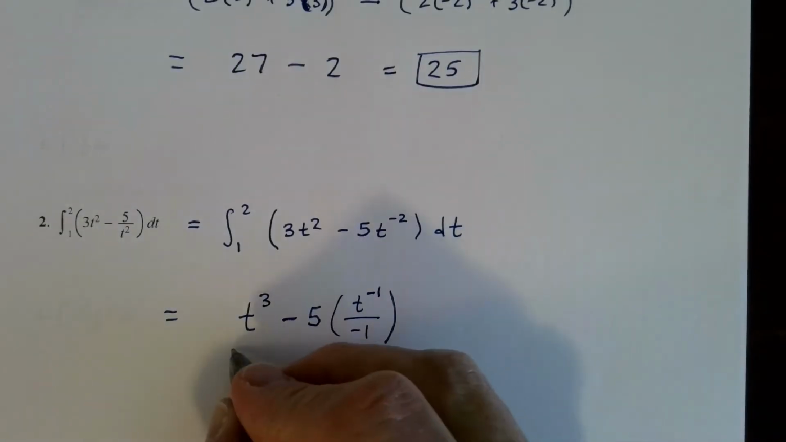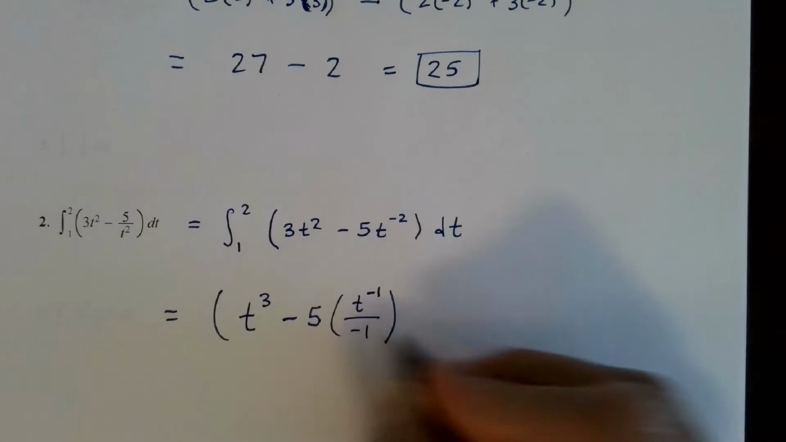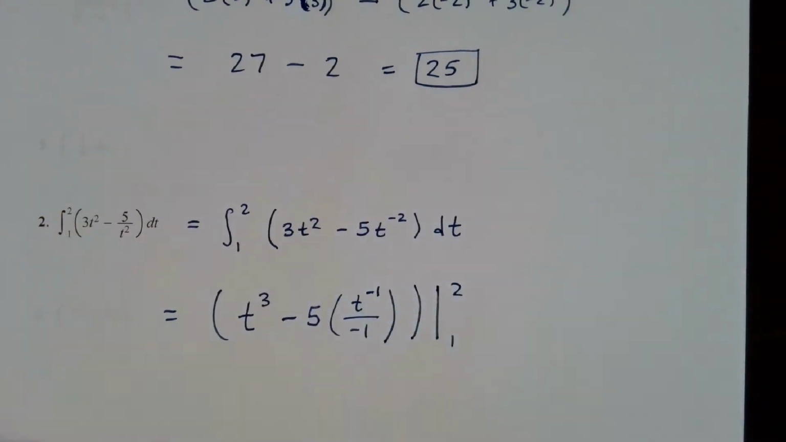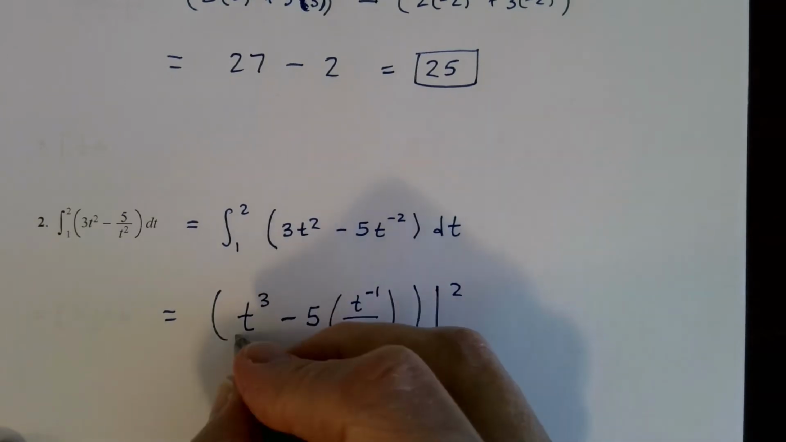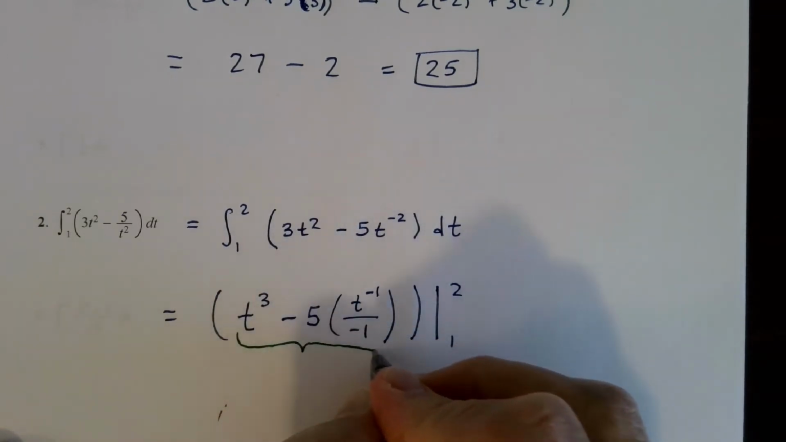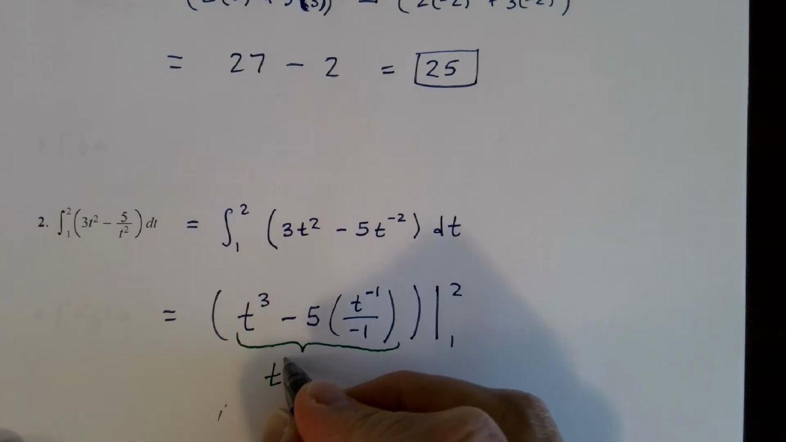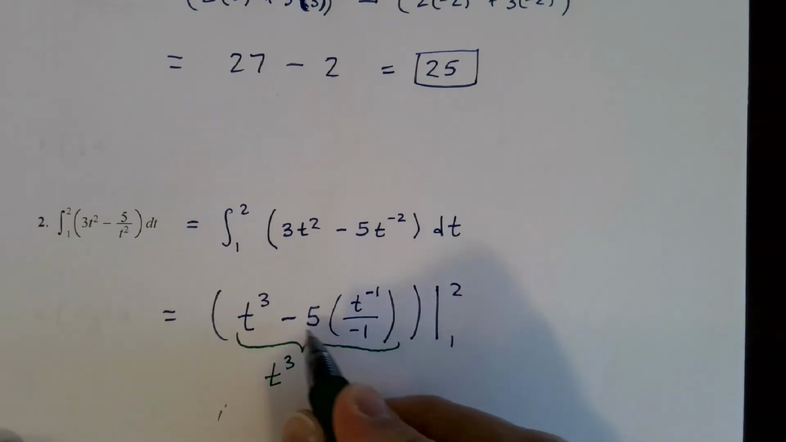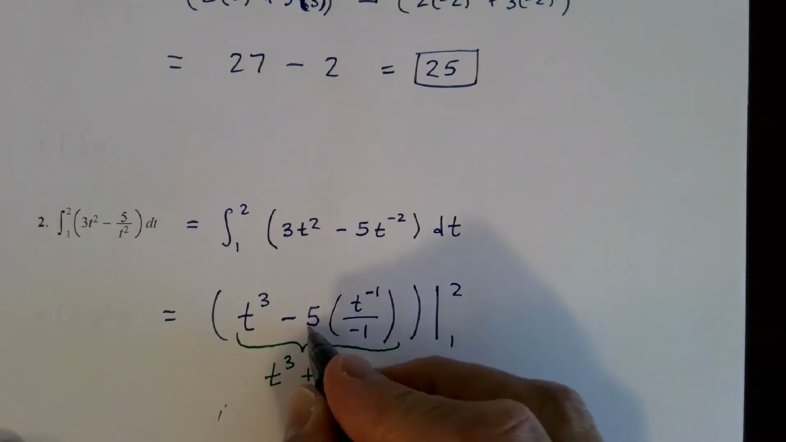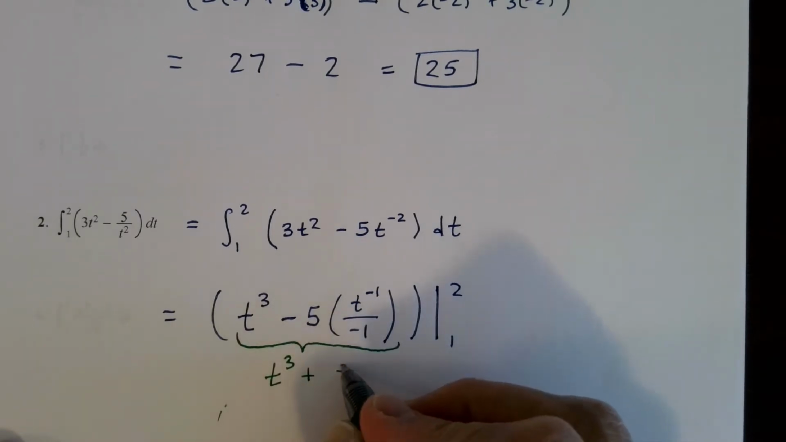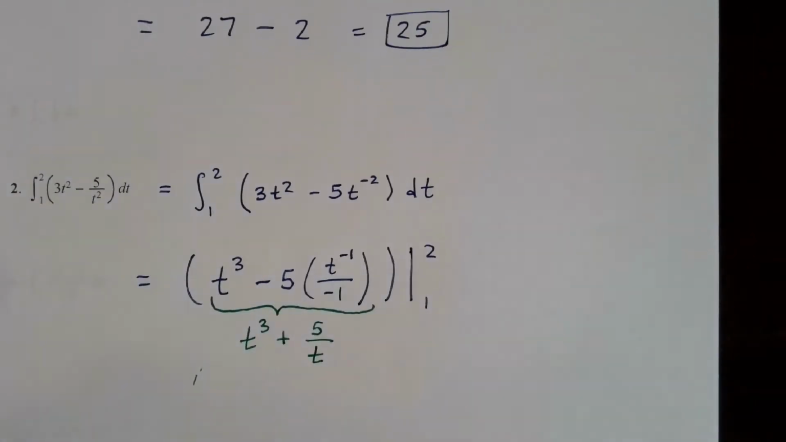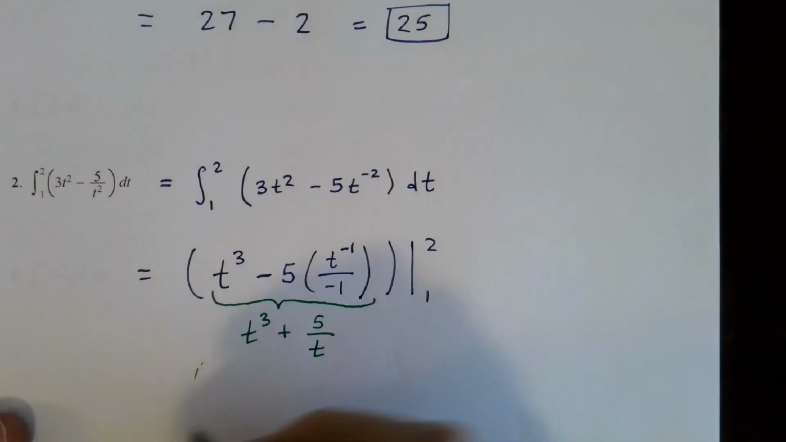Okay. And we're evaluating this at 1 and 2. Let's go ahead and just rewrite this out. I like to rewrite it because I've got t cubed, of course, minus a negative. What's that going to happen? Plus, right? And then 5t to the negative 1 power, I'm going to write as 5 over t. That's 5 times t to the negative 1 power. That just helps clean it up for evaluating purposes.